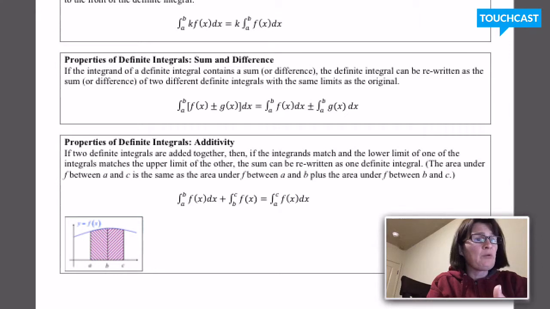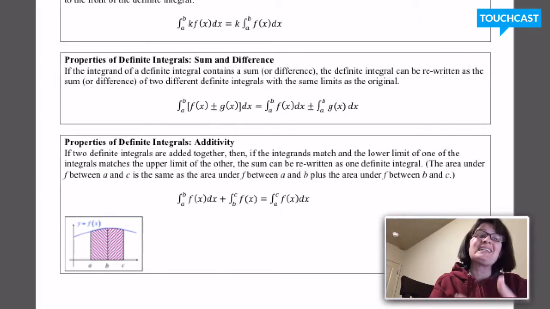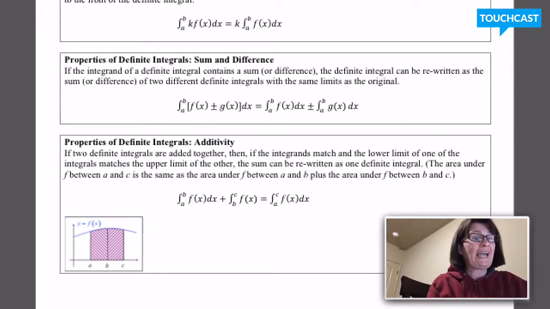Again, similar to our properties for derivatives, if I want to take the integral of 2 functions added or subtracted together, I can rewrite that as the sum, or the difference, of the 2 integrals. Notice the limits will stay exactly the same. So the integral from a to b of f plus g is the same as the integral from a to b of f plus the integral from a to b of g.